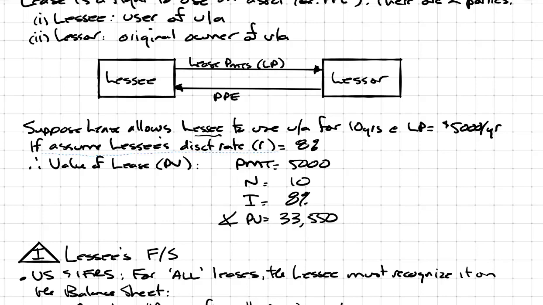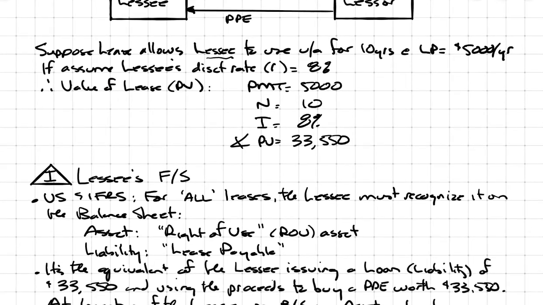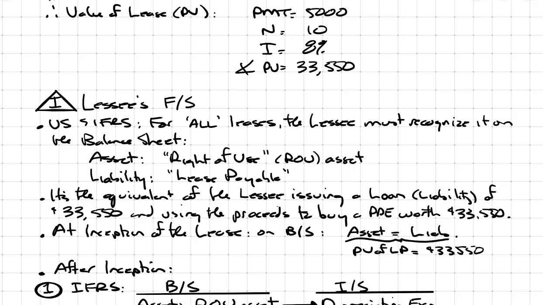And if we assume that the lessee's discount rate is 8%, we can easily discount the $5,000 over the 10 years using the input values, and we can calculate what the present value of that lease agreement is. So 10 payments of $5,000 each year is the equivalent of $33,550 today. So now, of course, we're going to look and see what the impact of the lease will be on the financial statements of both parties.